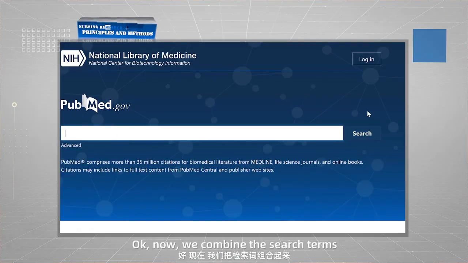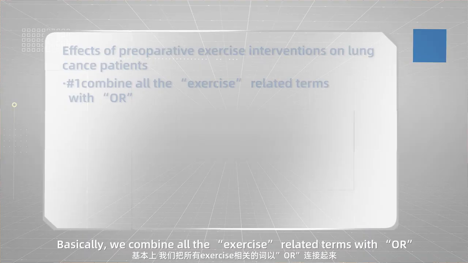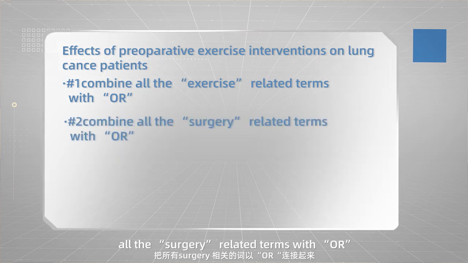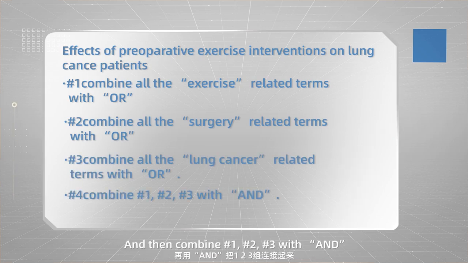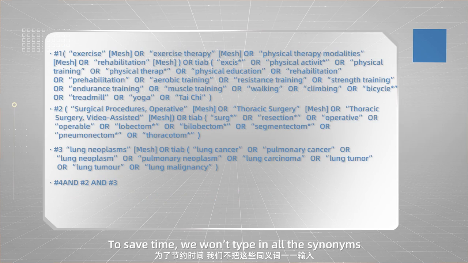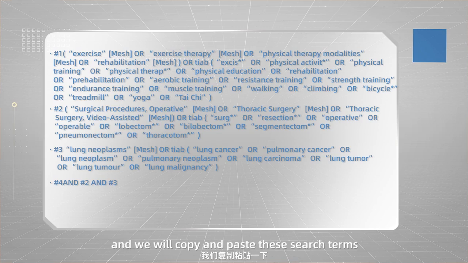Okay, now we combine the search terms and build a search strategy for PubMed. Here it is. Basically, we combine all the exercise-related terms with OR, all the surgery-related terms with OR, all the lung cancer-related terms with OR, and then combine 1, 2, 3 with AND. Let's try to search in PubMed. To save time, we won't type in all the synonyms. I listed related terms in this slide, and we will copy and paste these search terms.